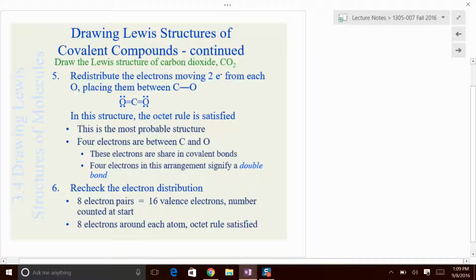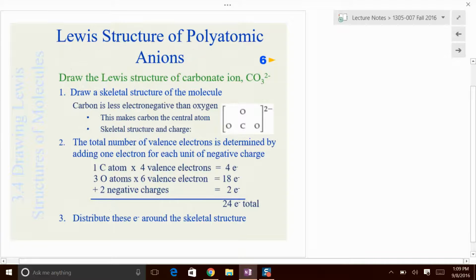Okay? And we get there. And that's our carbon dioxide structure. Okay, let's try this one. Carbonate.